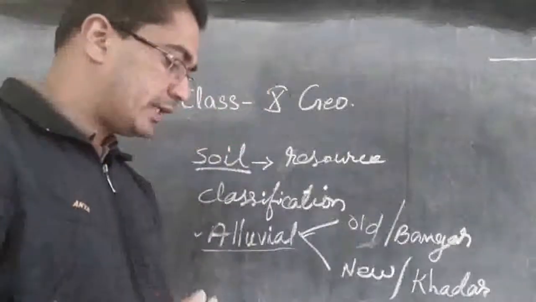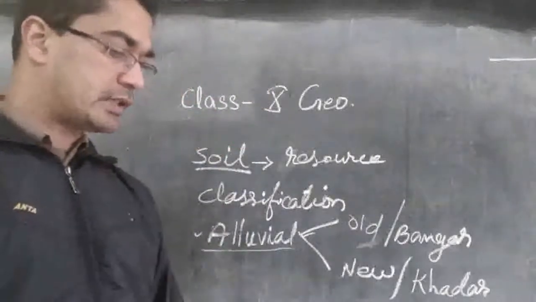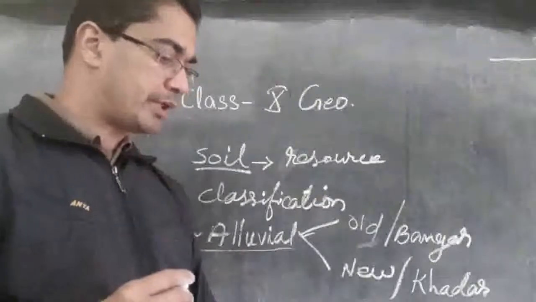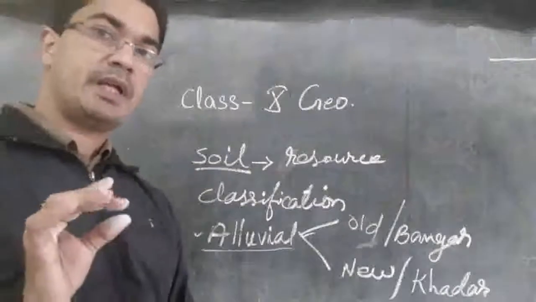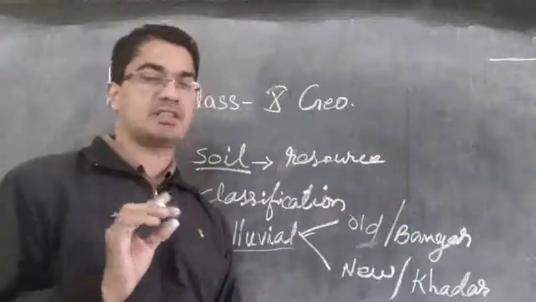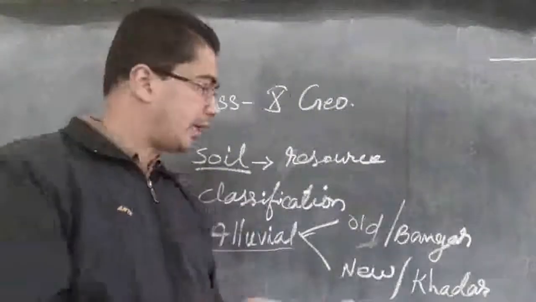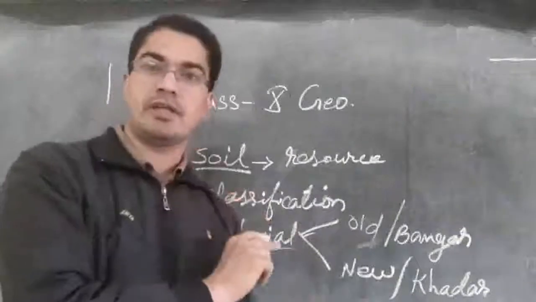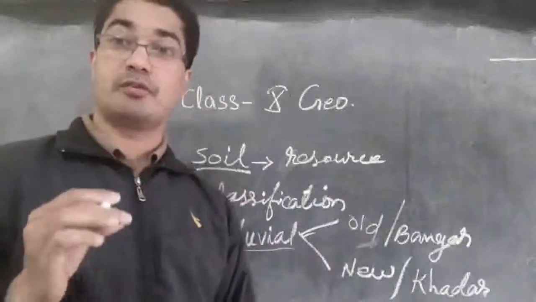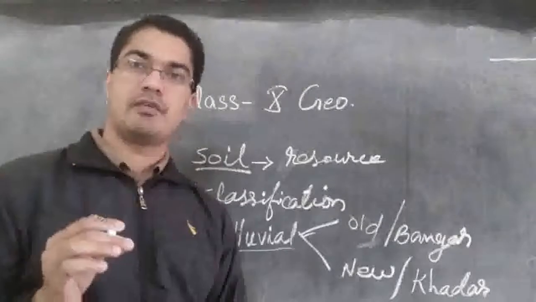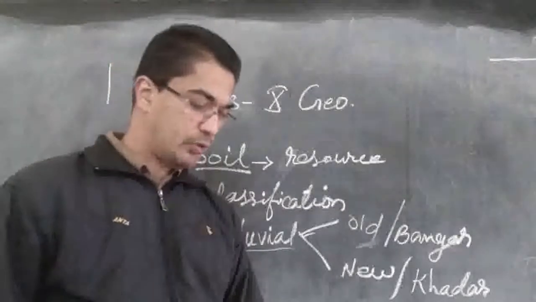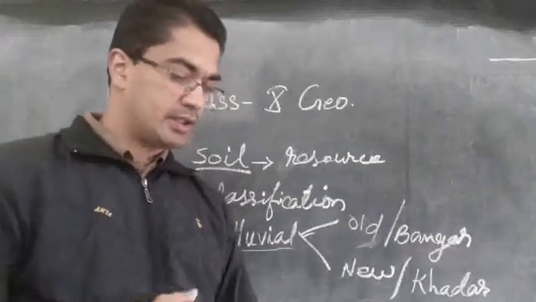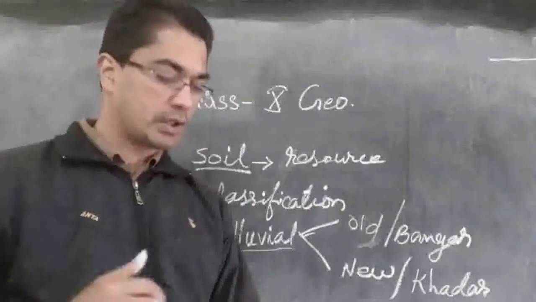So why is it ideal? Because the contents are potash, phosphoric acid and lime. These three elements are very much necessary for the growth of plants, and in the alluvial soil you will find all these elements. Therefore the growth of the crop is very well taking place in this alluvial soil. That's why it is the most ideal soil for cultivation.